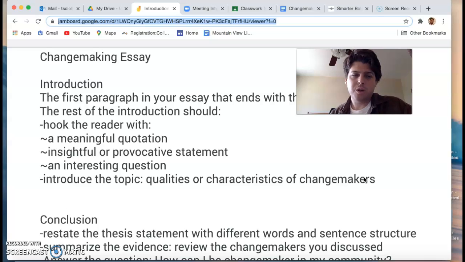You also want to introduce the topic, the qualities or characteristics of changemakers. You do that with your thesis statement, but you can also add another sentence or two that explains who changemakers are and that they are special or unique people, and that you're going to be exploring that type of person and what characteristics they have.